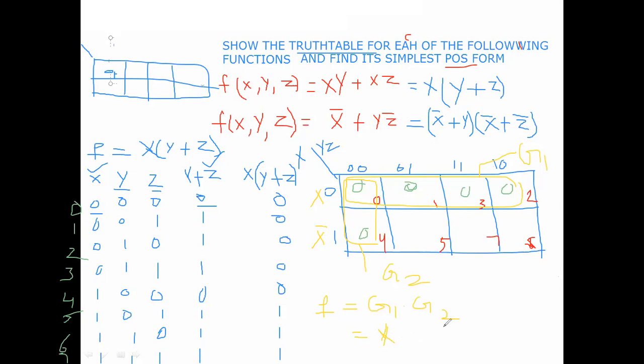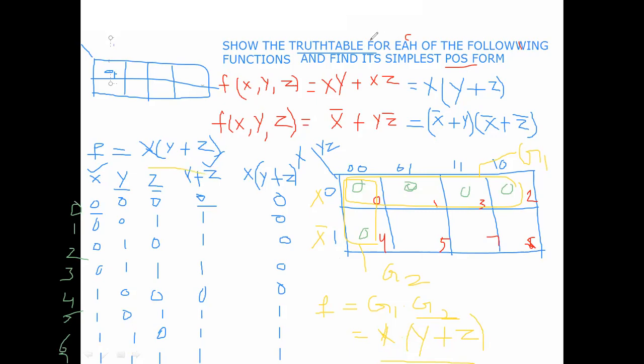Dot. What about group 2? Here X plus X bar, both are covered, so X plus X bar becomes 1. Here the YZ values are 0, 0. That's why Y plus Z. So X dot (Y plus Z). Actually, we are getting the same.